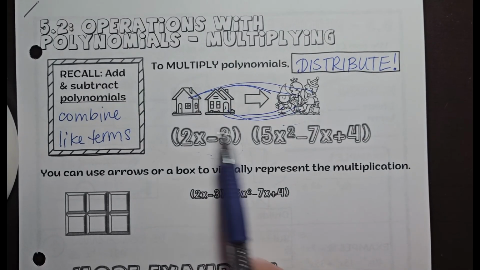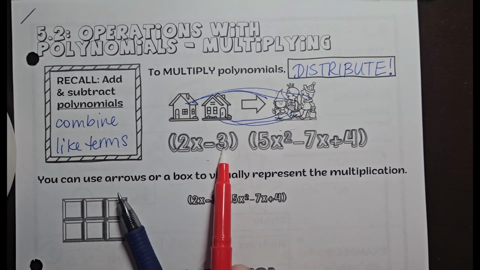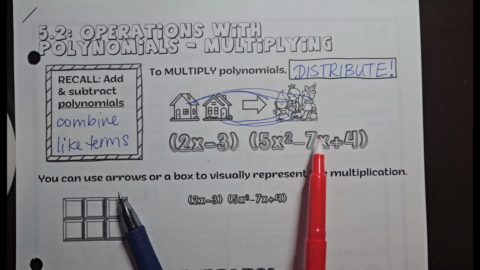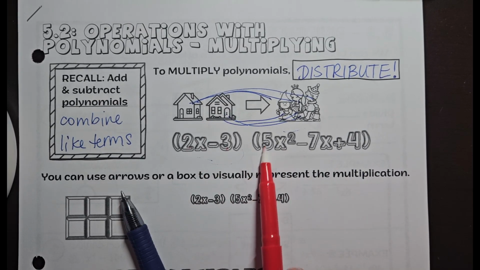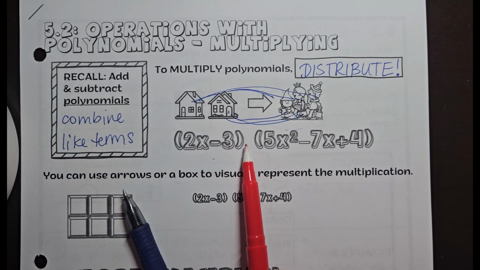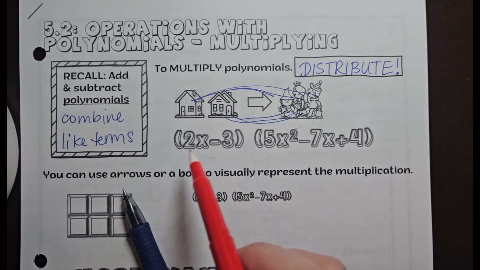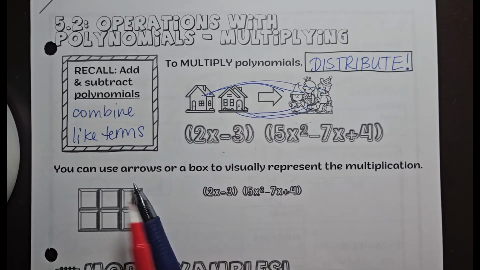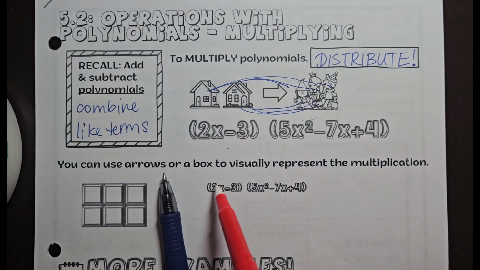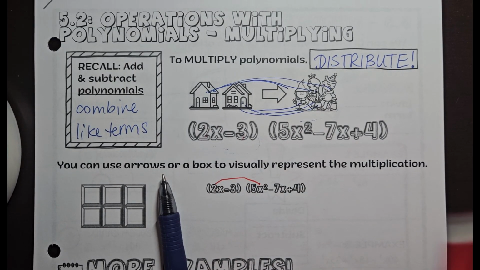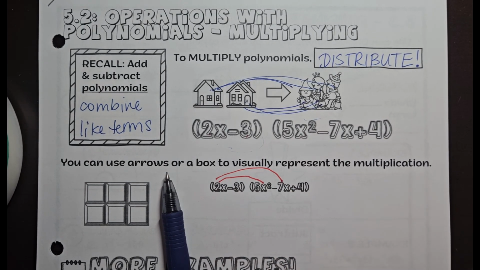Same thing when we're talking about a polynomial. In this example, we have a binomial, 2 terms, multiplied by a trinomial, 3 terms: 1, 2, 3. We know we are multiplying because in between them we don't see a plus sign or a minus sign, there's just nothing. That's how we know to multiply. I've got the example down here, so we can use these arrows to visually represent it. I'm going to do 2x times 5x squared and write the answer, and then 2x times negative 7x, and write the answer.